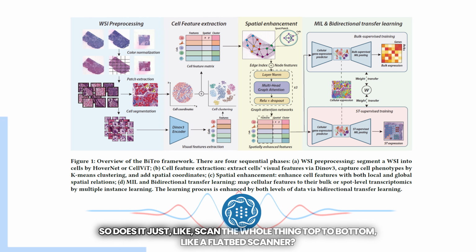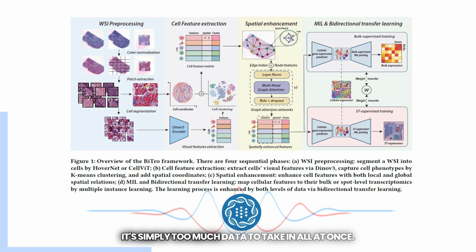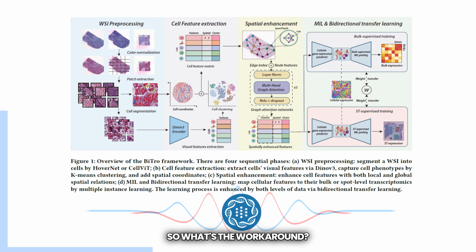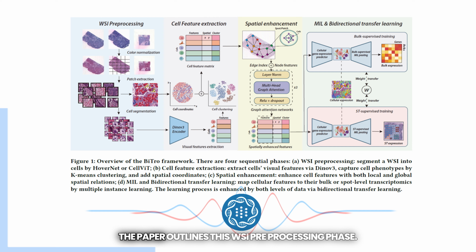So does it just scan the whole thing top to bottom like a flatbed scanner? If it tried to do that, it would overwhelm the computer's memory almost instantly. It's simply too much data to take in all at once. So what's the workaround? It has to break the problem down to the cellular level. The paper outlines this WSI pre-processing phase.